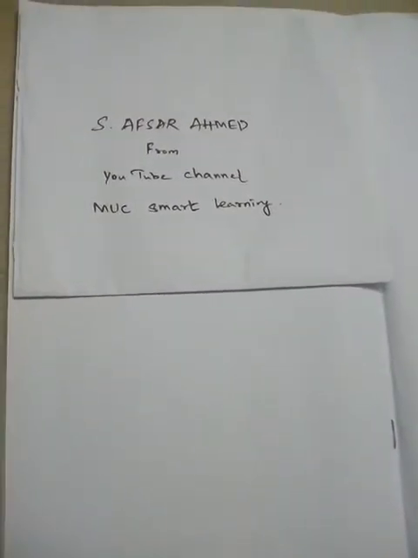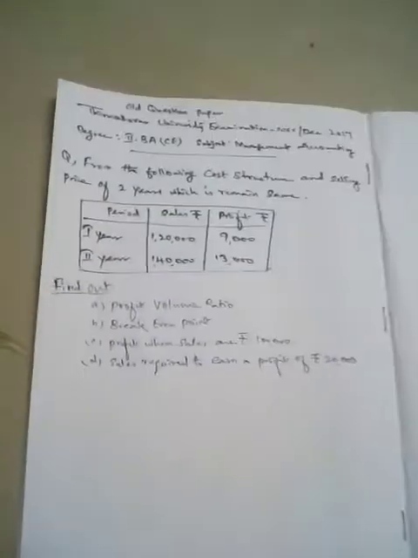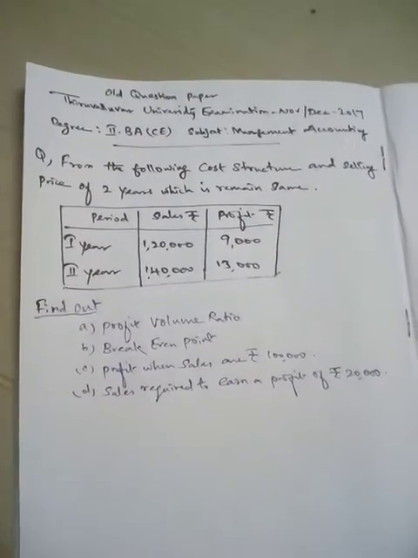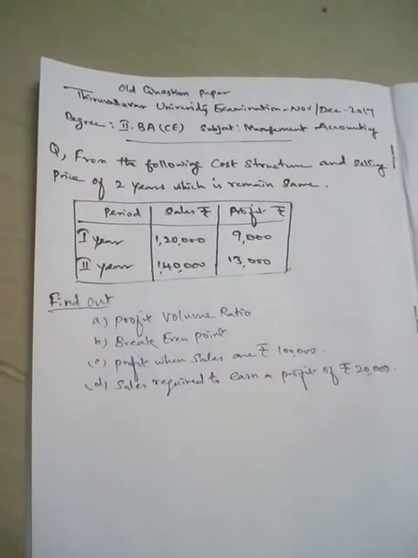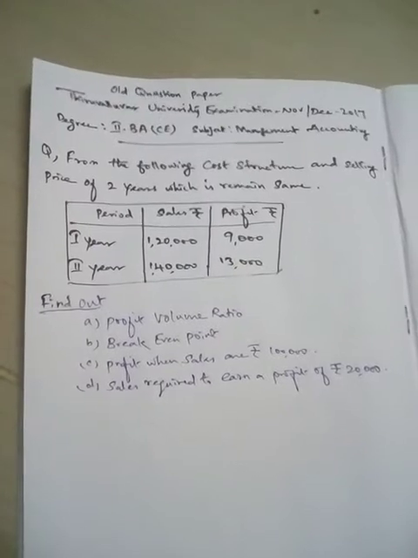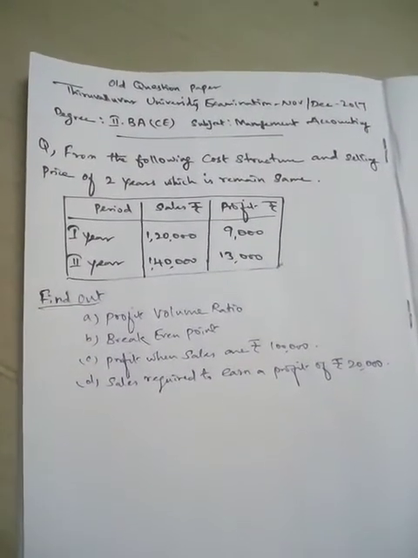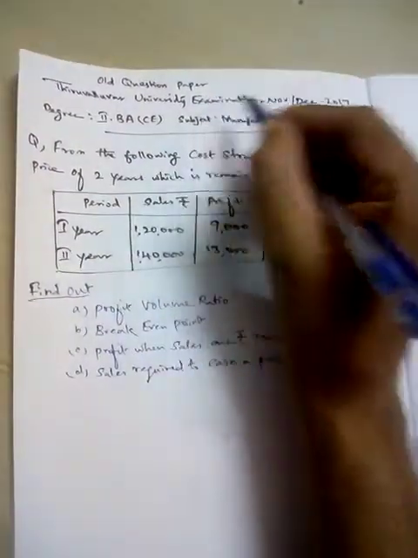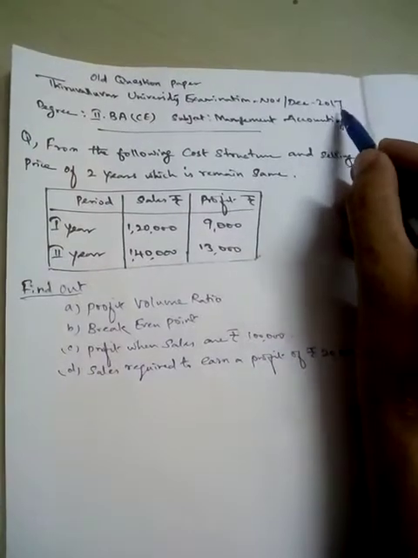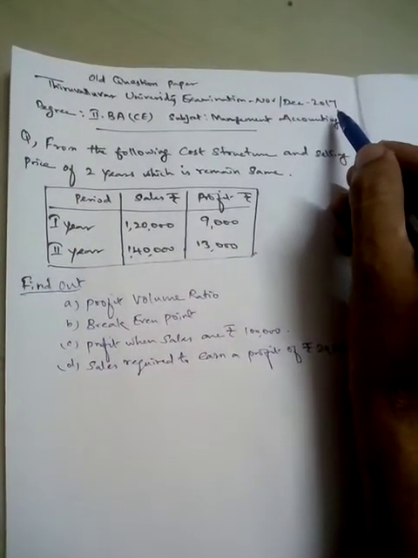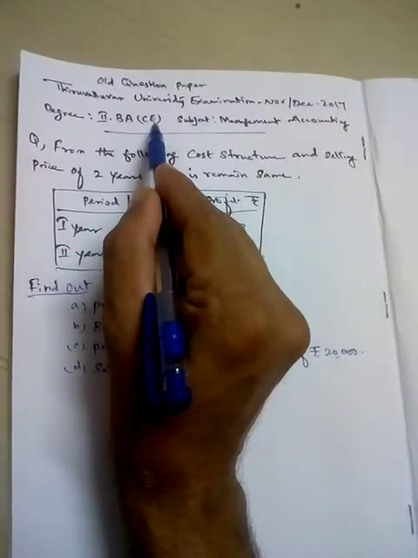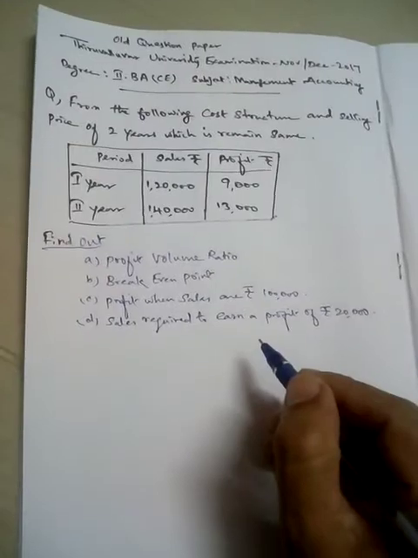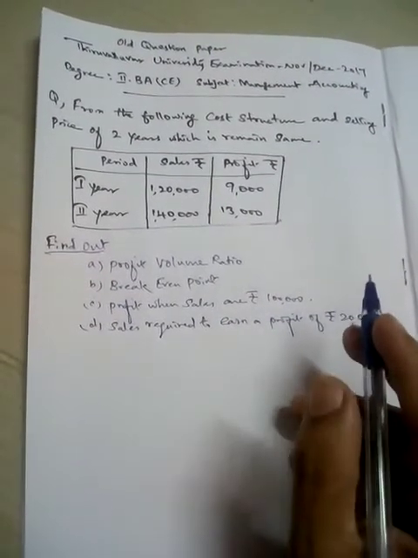Now I will move on to the subject. Here I have an old question paper, from which I have taken a 10-mark question relating to marginal costing. The question is from the Tiruvallur University November-December 2017 examination. The degree is second year BA Corporate Economics, and the subject is Management Accounting.